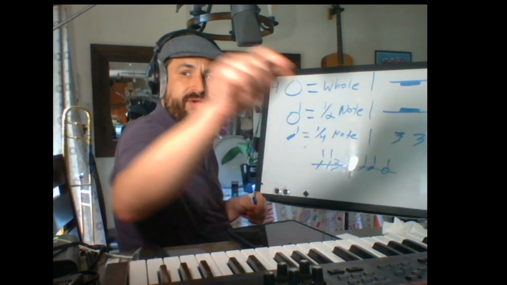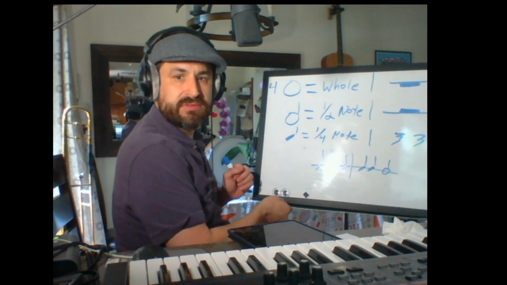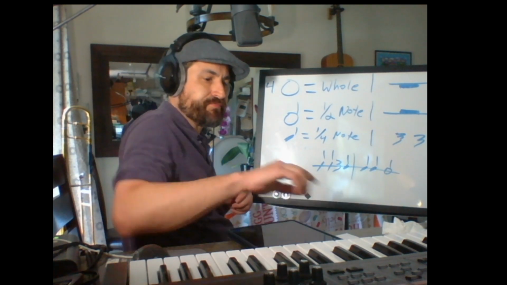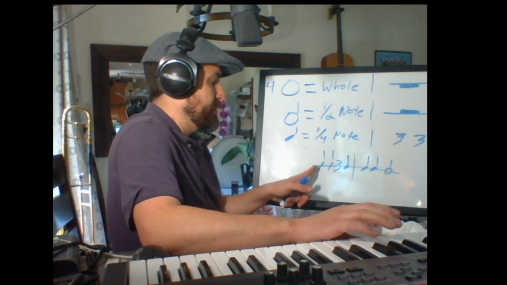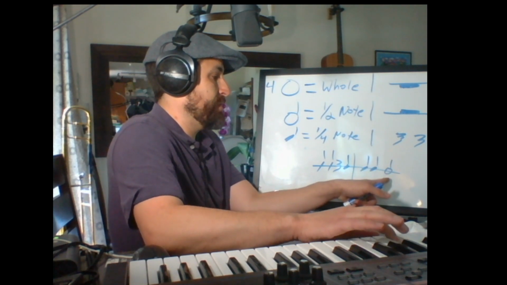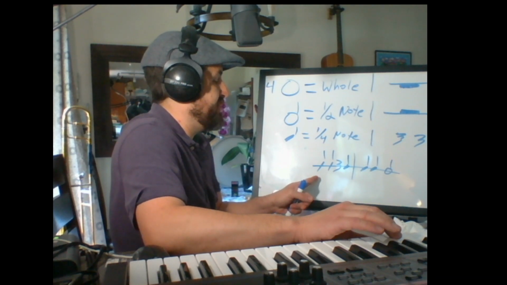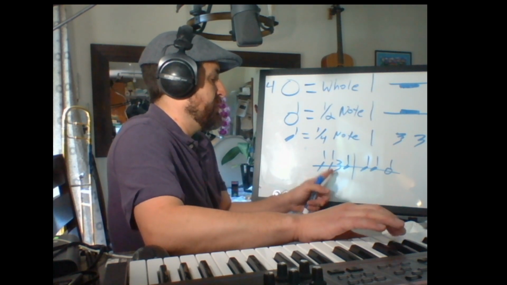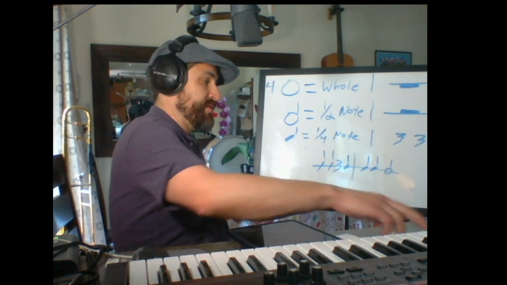So here we go. Sorry about that glare. See if I can fix that. There we go. Okay, here we go. 1, 2, 1, 2, 3, 4. Rest. 1, 2. Let me do it one more time. I messed up. 1, 2, 3, 4. Okay, so that's how you play that with the quarter notes.